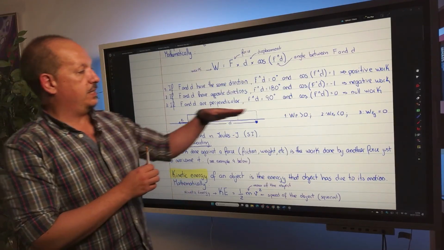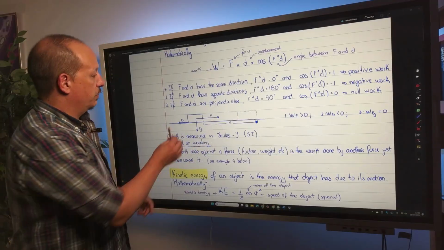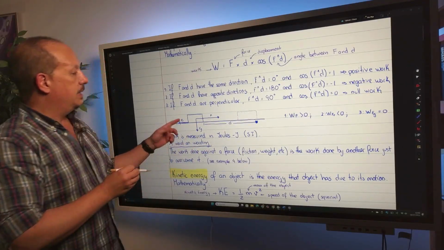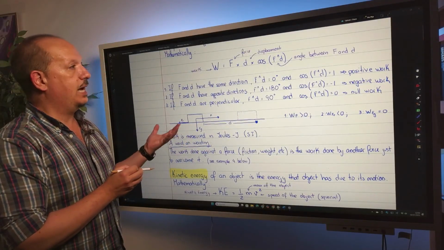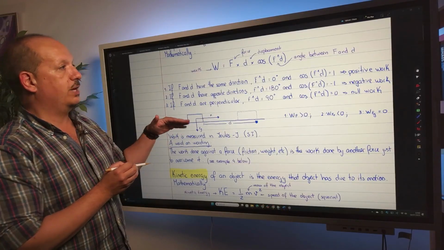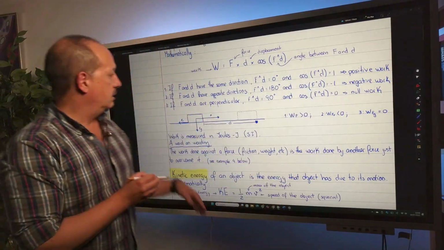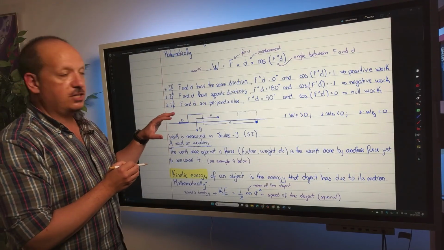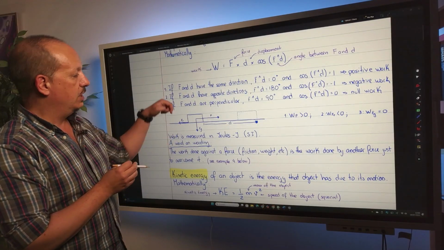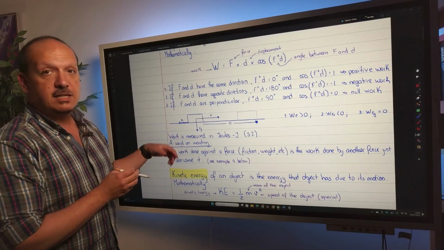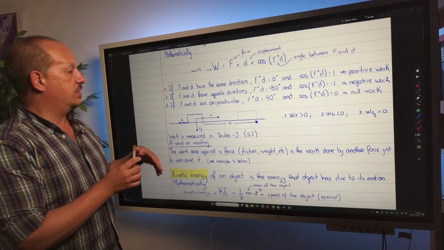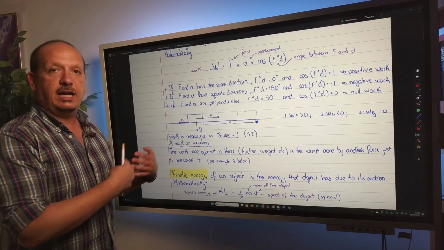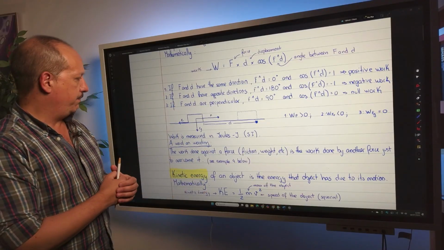The displacement is to the right, so this angle is a 90-degree angle. The weight has no contribution at all to the motion of the object, so it has no work. It doesn't matter if this is light or heavy. In this particular representation and simplification of the situation, the weight is not going to either take energy or take out energy of the system.